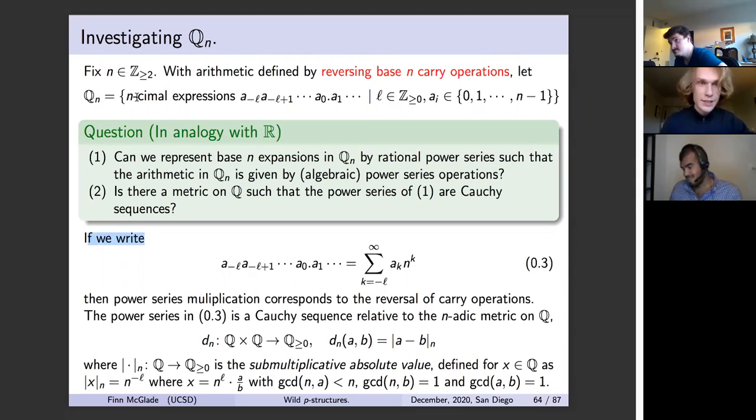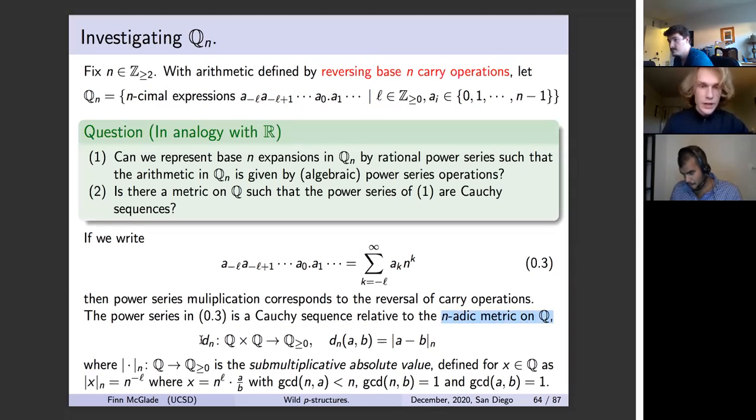So if I give you an n-simal in here, if you represent it by a power series like this, the key difference now is that the powers on n are increasing, then this reversal of carry operations will correspond to algebraic power series multiplication. So that's what I've said here. And now you have increasing powers of n in your power series, so you might worry that it's not going to be Cauchy, but there is actually a metric you can put on the rational numbers such that this thing is a Cauchy sequence. It's called the n-adic metric.